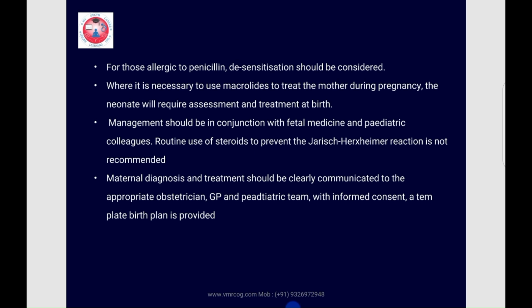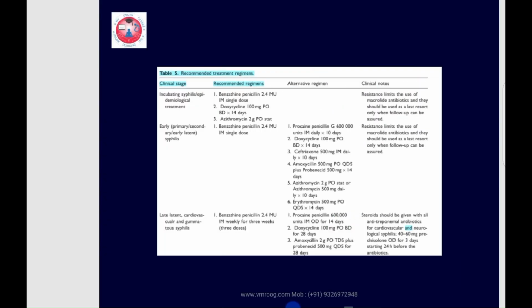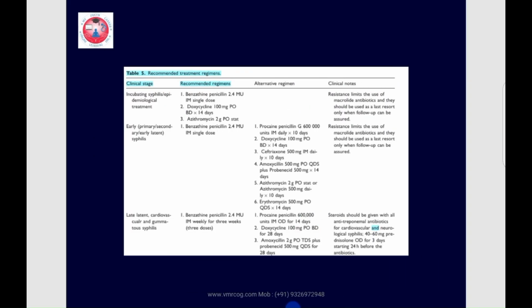Okay, and maternal diagnosis and treatment should be clearly communicated to the appropriate obstetrician, GP, and pediatric team with informed consent. A template birth plan is provided. Okay, now coming to the treatment.